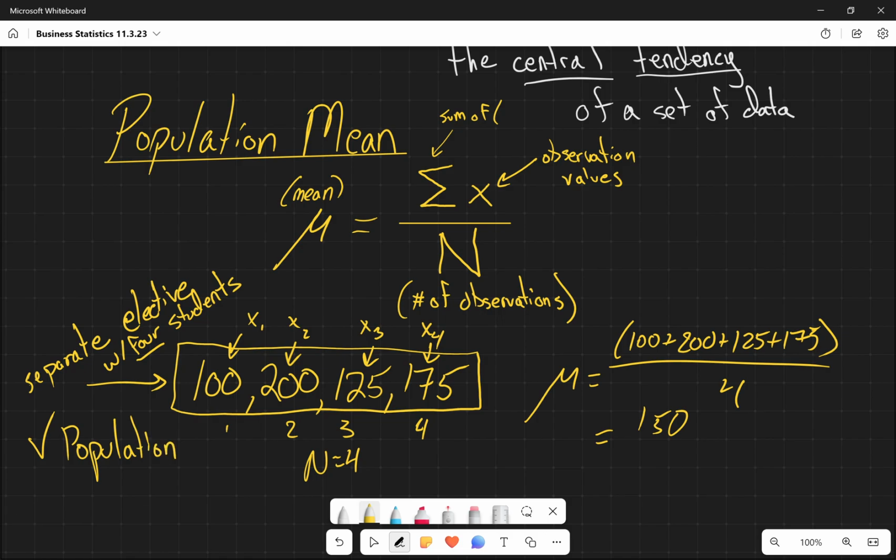So a population doesn't necessarily have to do with the number of observations. It has to do with the context of those observations, right? So if we have all the data for all of the possibilities, then we have that full population. And then this is the formula that we're going to use when calculating the mean.